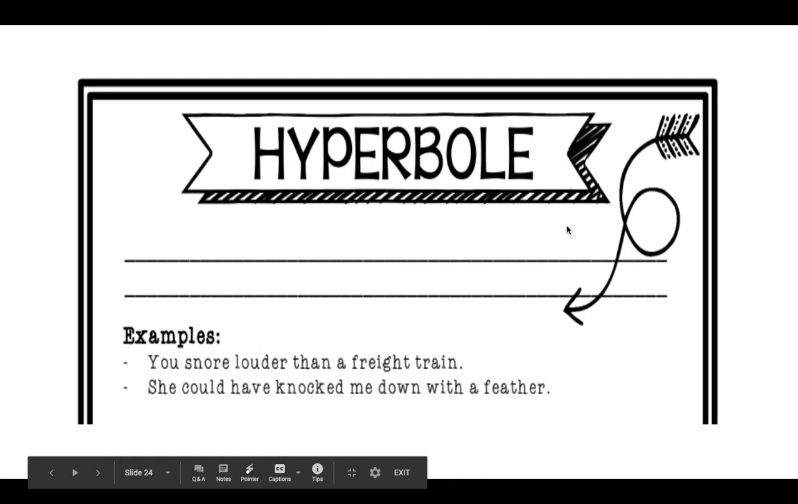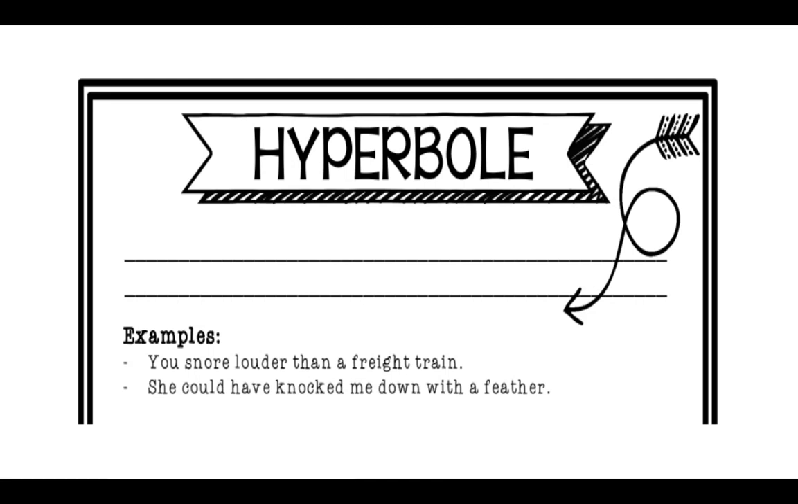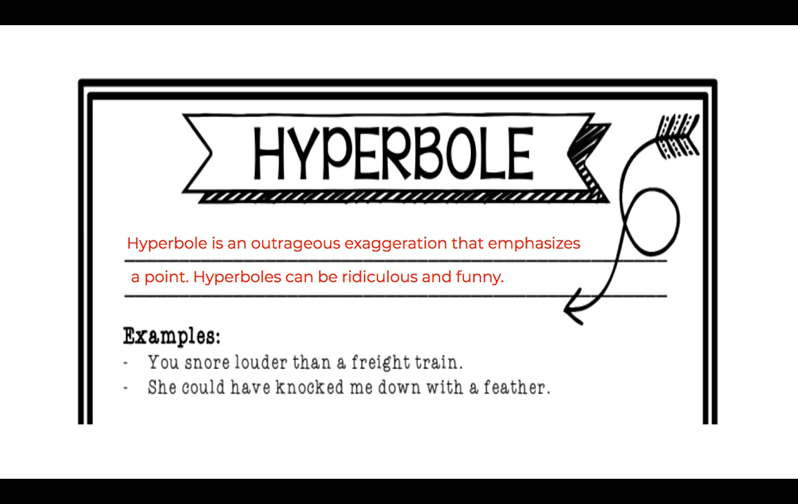So hyperboles are basically like a big exaggeration or a really, really big description that is added into a sentence in a text or a book or a story, and most of the time they're not true. They can't really happen in real life. So the definition of hyperbole is an outrageous exaggeration that emphasizes a point. Hyperboles can be ridiculous and funny. Most of the time they're pretty ridiculous and pretty funny as well. So go ahead and copy that down into your notes in your composition notebook.